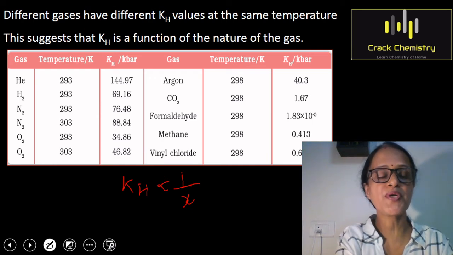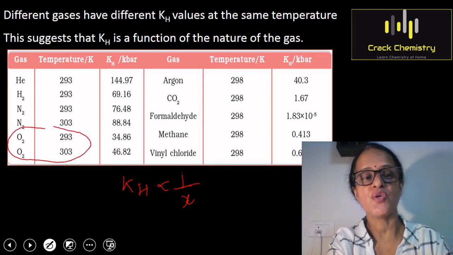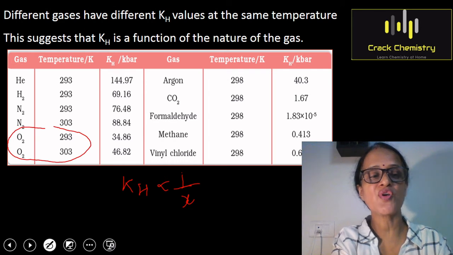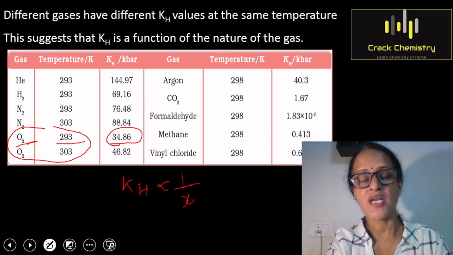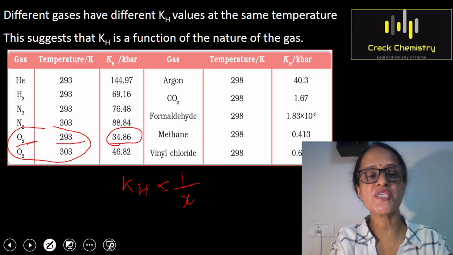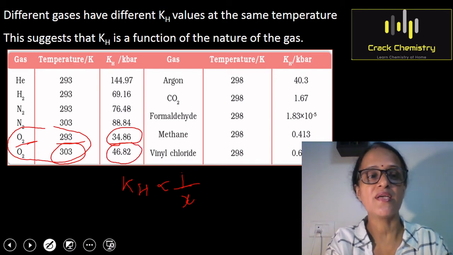This can be supported by the value of KH for oxygen at two different temperatures. You can see that the value of KH for oxygen at 293 Kelvin is given here. It is 34.86 kilobar. Now, the value of KH for oxygen at a higher temperature, 303 Kelvin, is more, which is 46.82 kilobar.